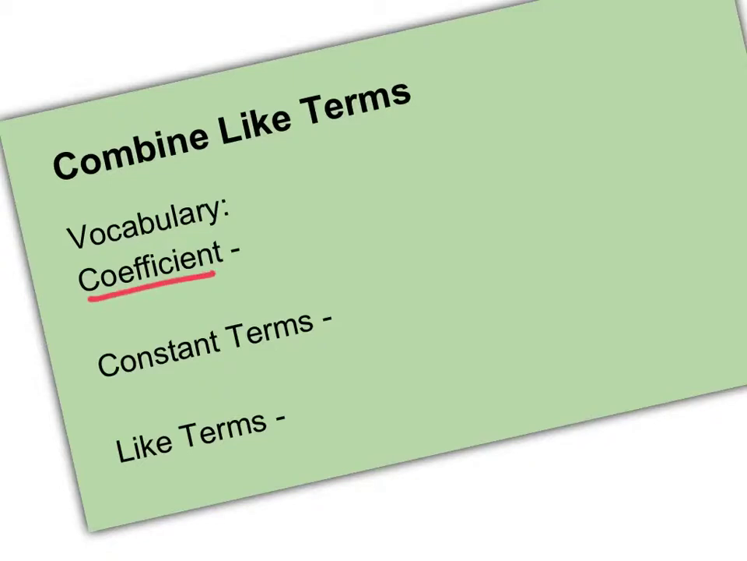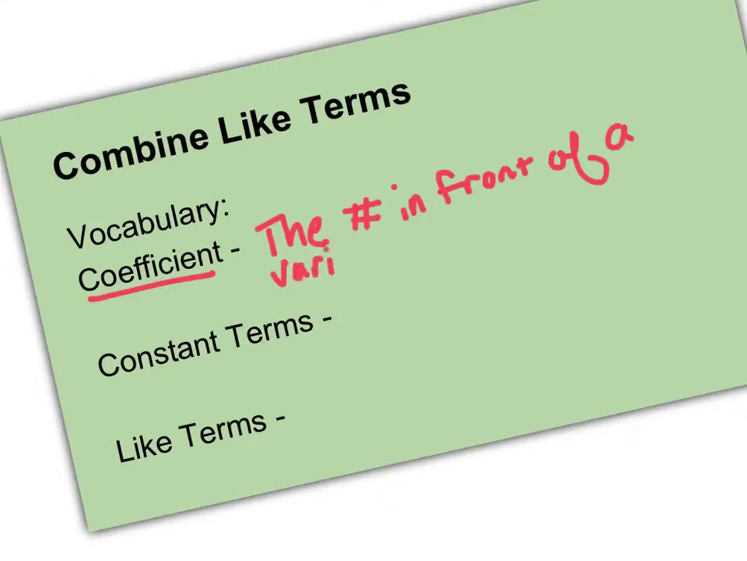And the coefficient is the number in front of a variable. So, for instance, in 3x squared, the 3 is the coefficient. It's in front of that variable. And that goes for anything. I could say 8y, and 8 is the coefficient. It's in front of the variable.